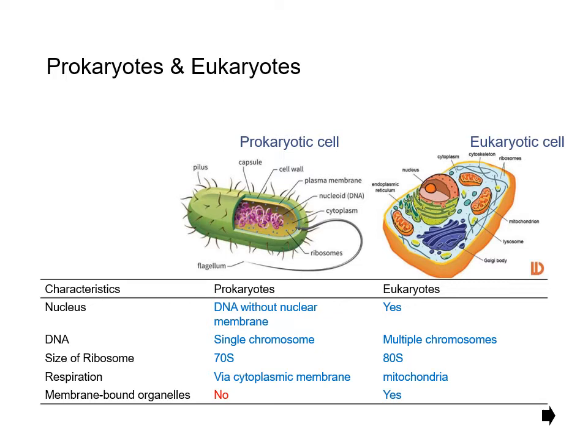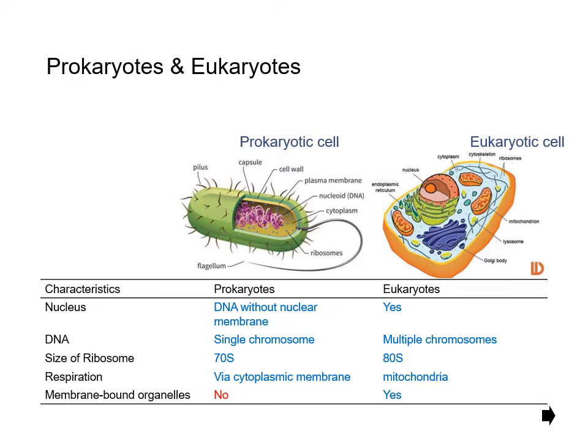The second point is the DNA. In bacteria, it's just a single chromosome, and what you see is a supercoiling or wrapping up of the whole genetic material. While in eukaryotic cells, we have multiple chromosomes; human beings, for example, have a set of about 46 chromosomes.